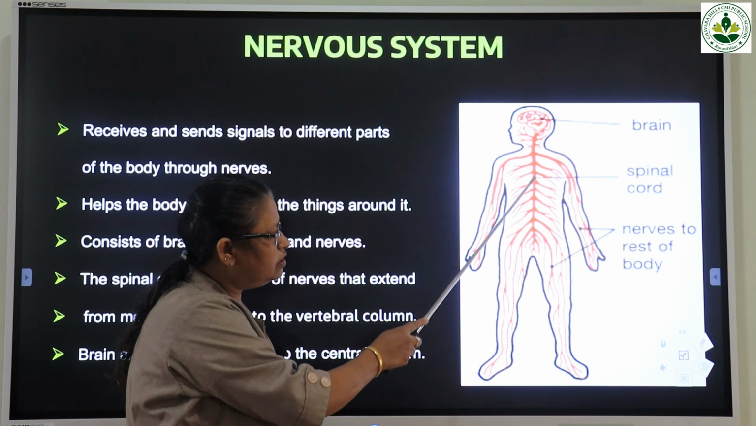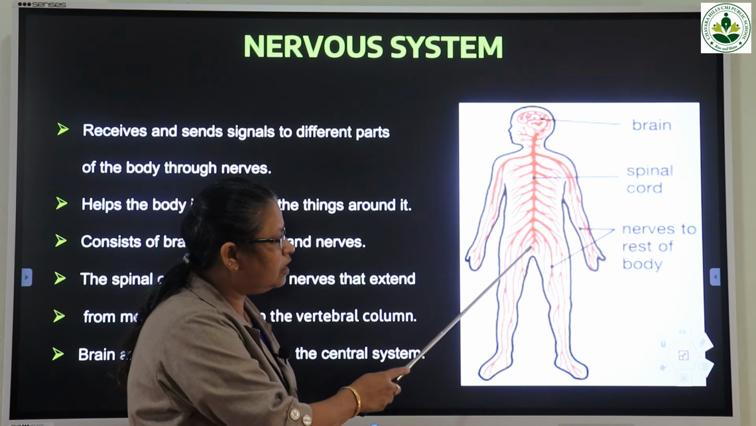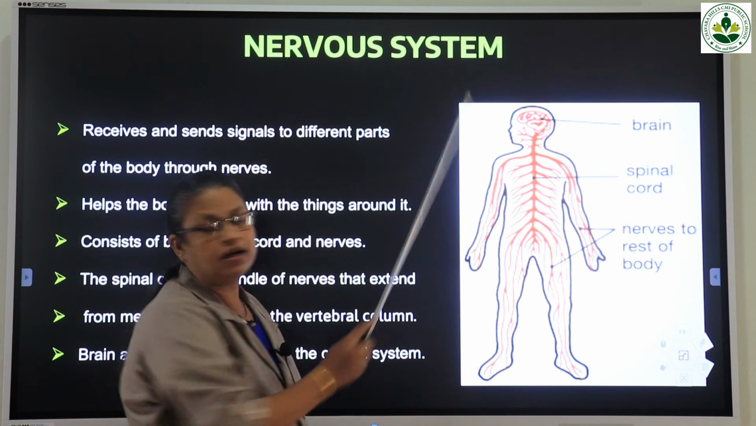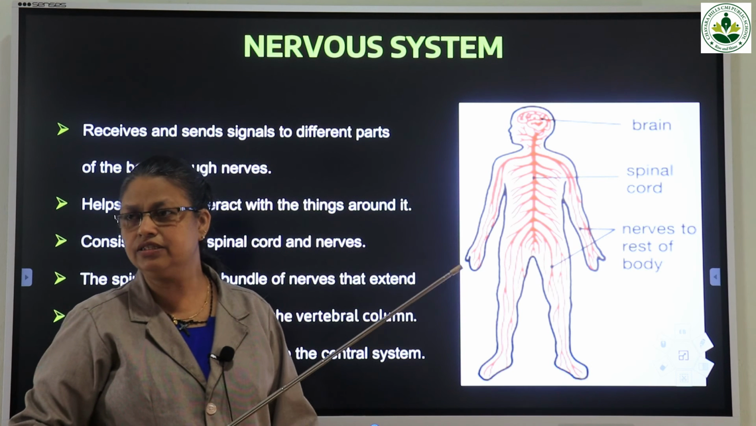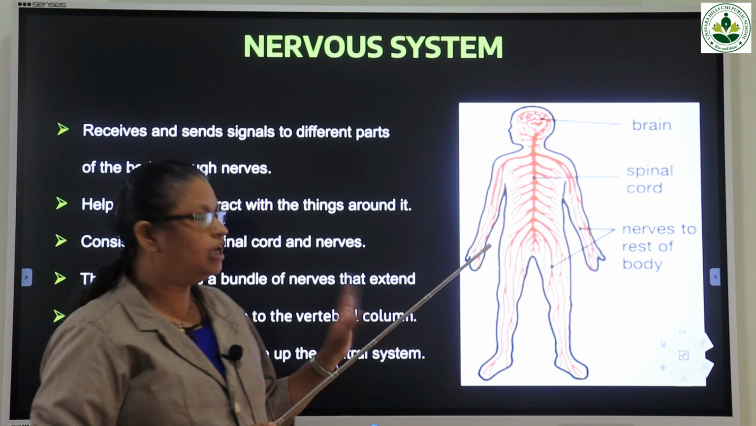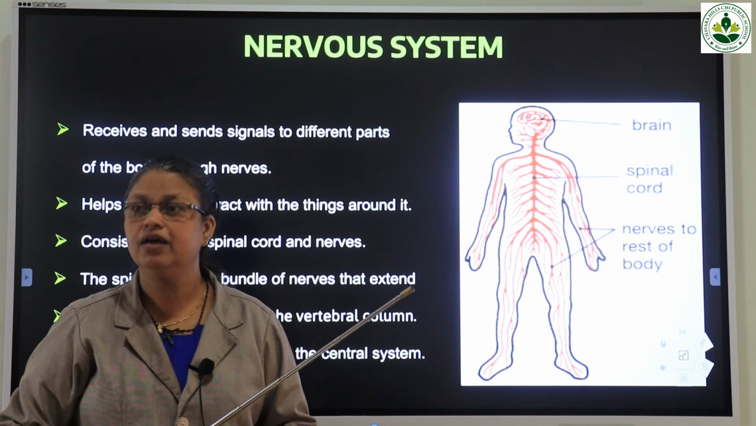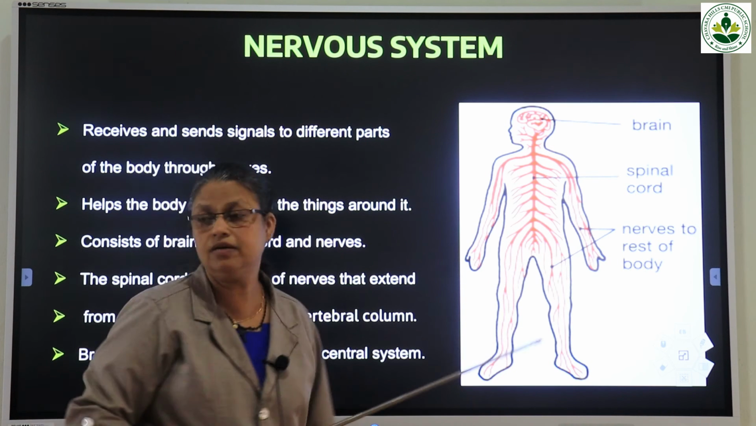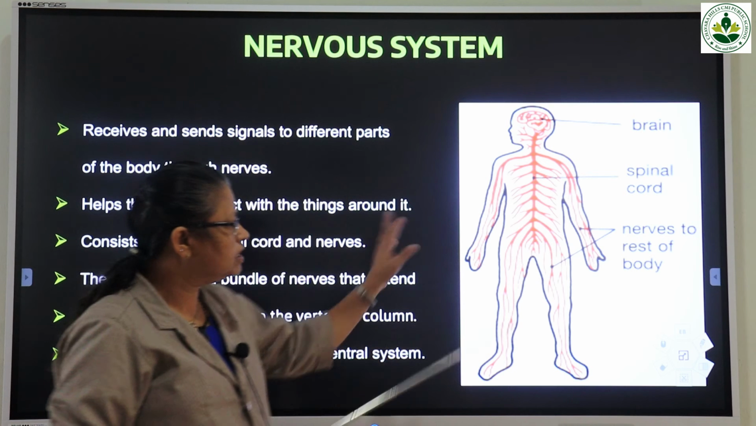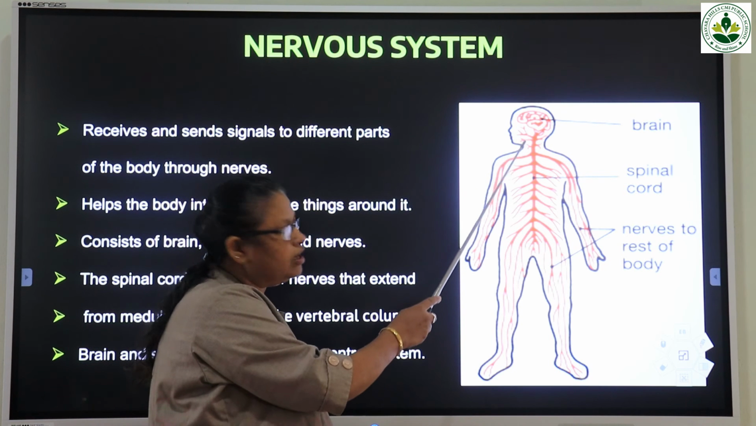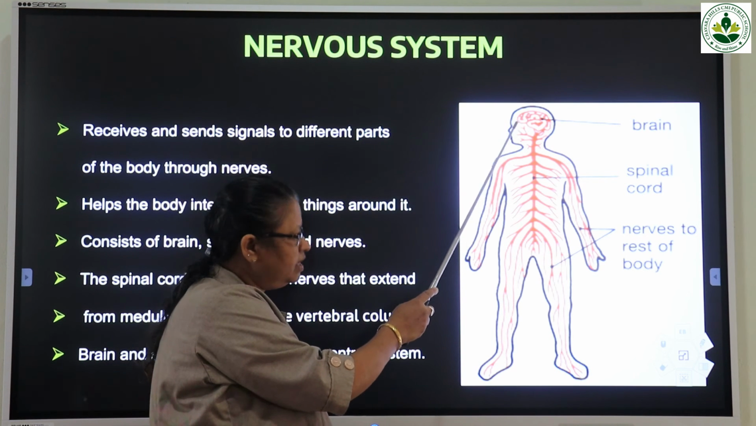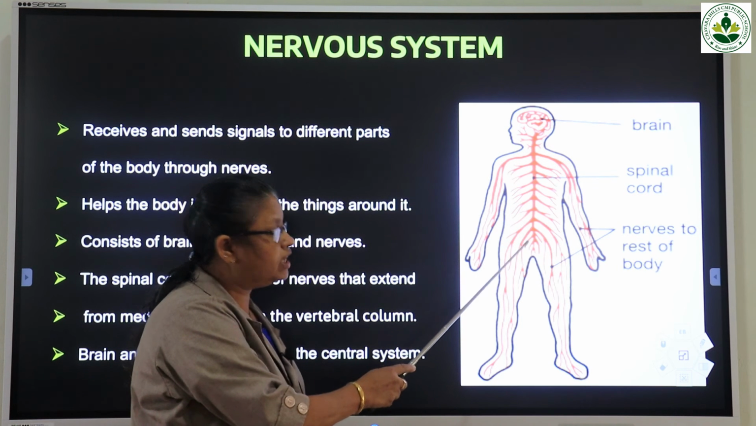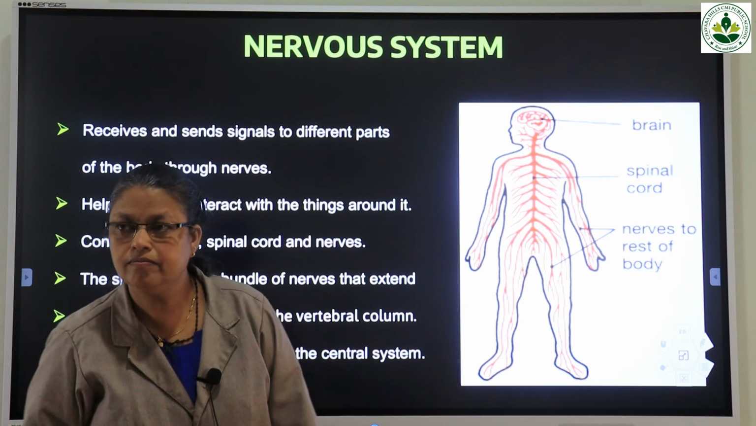It continues down to the lower end of the backbone. Up to here it continues. Okay, it continues down to the lower end of the backbone, the vertebral column. Another name for the vertebral column is the backbone. Okay. So the spinal cord starts from the medulla oblongata or the brainstem and continues down to the lower end of the vertebral column or the backbone.